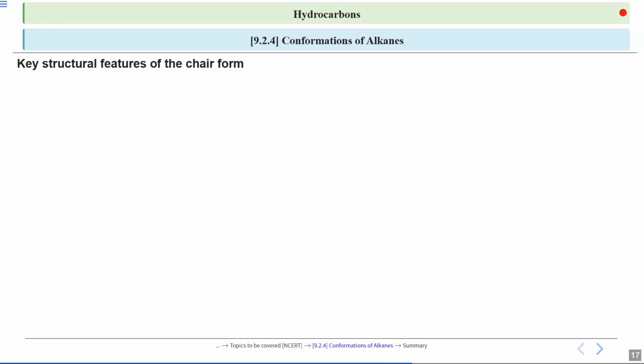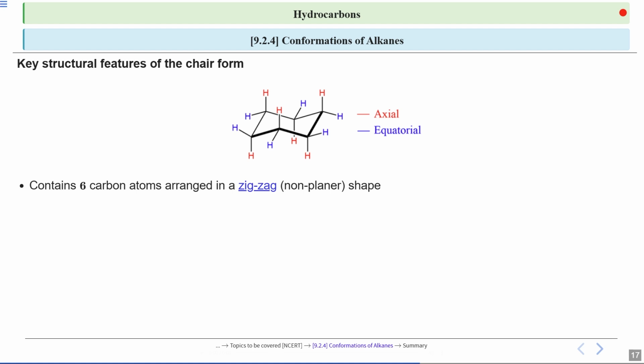Next, what is the key structural feature of this chair form? So we will talk about this chair form in a deeper way. So first of all, they contain 6 carbon atoms arranged in a zigzag pattern rather than a non-planar shape. So this is the first one.